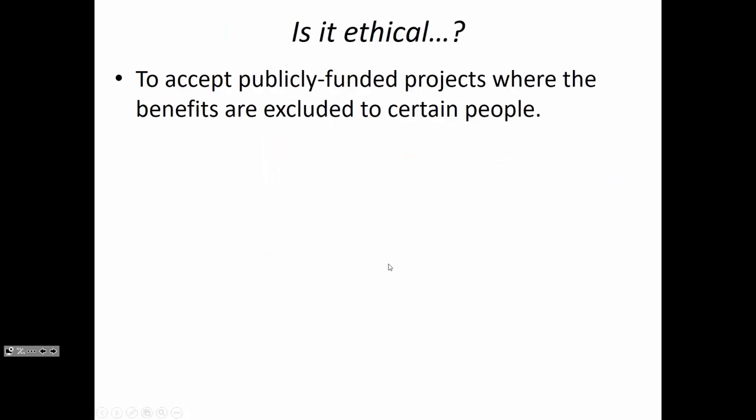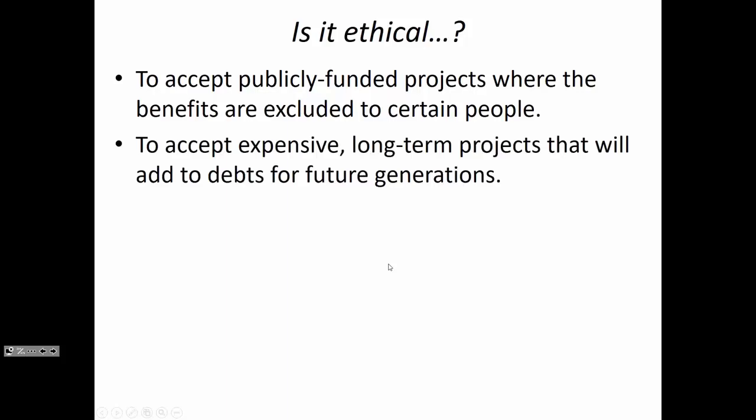And so here are some rhetorical questions. I think that the answer to each of these will be obvious, but they get asked because in the past, people have violated what seems obvious to us. So for instance, to accept publicly funded projects where the benefits are excluded to certain people. There have been a lot of places in the world where there's been racial discrimination or economic discrimination where only a certain class of people got to enjoy benefits that were supposedly state-funded, and because they're state-funded, they should be open to everyone.